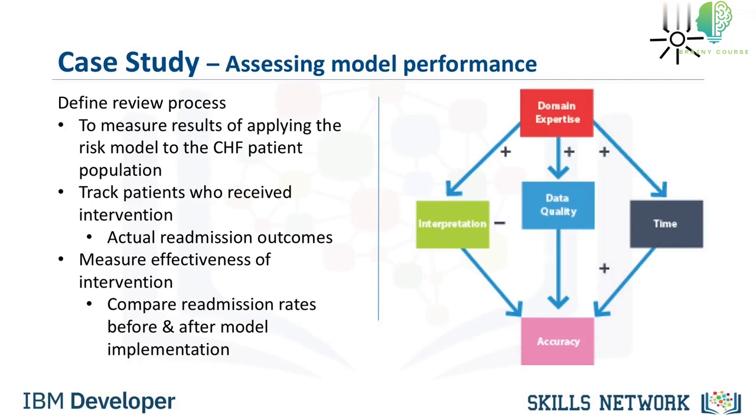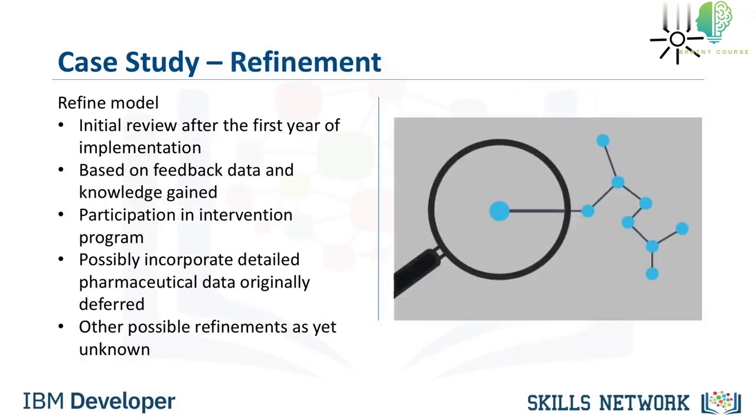For ethical reasons, congestive heart failure patients would not be split into controlled and treatment groups. Instead, readmission rates would be compared before and after the implementation of the model to measure its impact. After the deployment and feedback stages, the impact of the intervention program on readmission rates would be reviewed after the first year of its implementation.